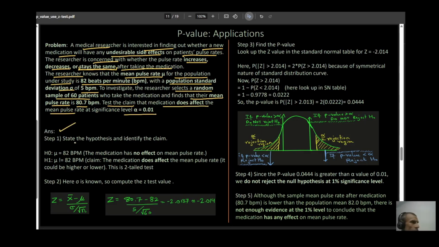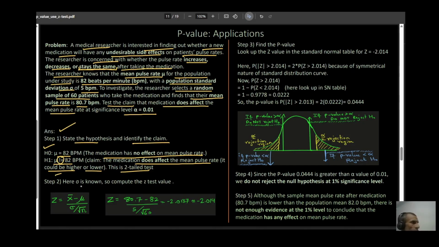Step 1, state your hypothesis, identify the claim. Well, my null hypothesis is that nothing changes. The medication has no effect on the mean pulse rate, mu equal to 82 beats per minute. My alternative hypothesis would be the medication does affect the mean pulse rate. Your pulse rate could be higher or it could be lower. So your mu is not equal to 82 beats per minute. So this would be your two-tailed test because it is using the not equal to sign over here.